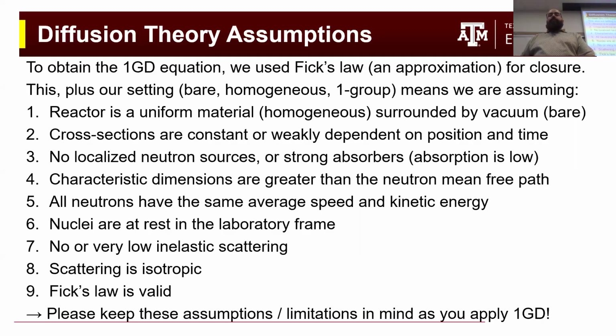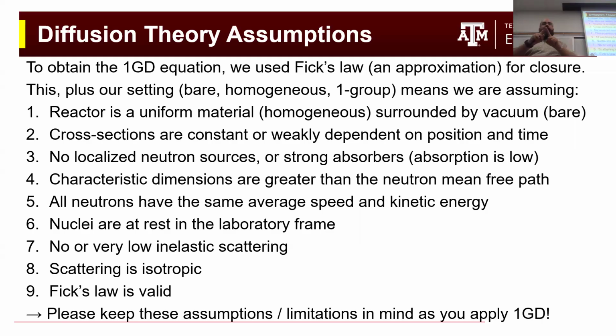In general, with what we've done to get to where we're at with the one group diffusion equation, we made an approximation to get there, and there are some assumptions baked into the fact that we've made these approximations. Some of these assumptions are based on how we started the problem, like it's a uniform reactor that's surrounded by a vacuum.